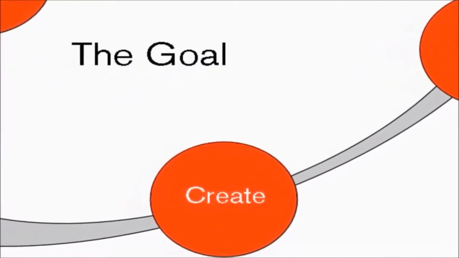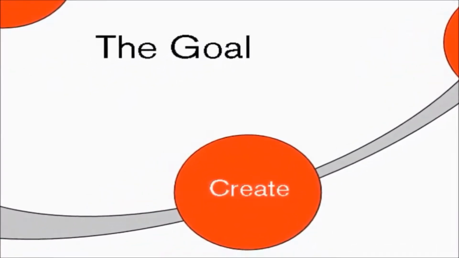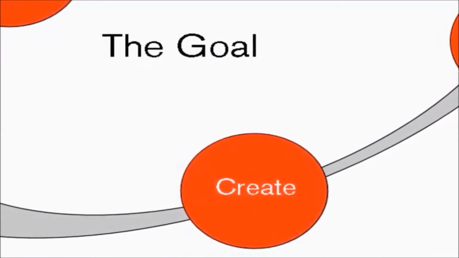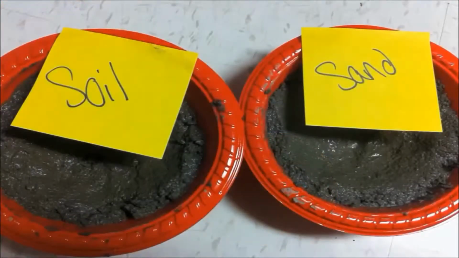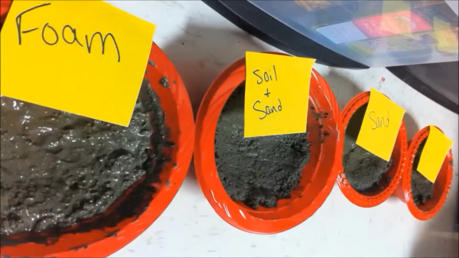The fourth step of the design cycle is create. We decided to create different concrete samples and see which mixtures were most efficient. We made concrete samples using soil, foam, and sand as aggregate to test them out.